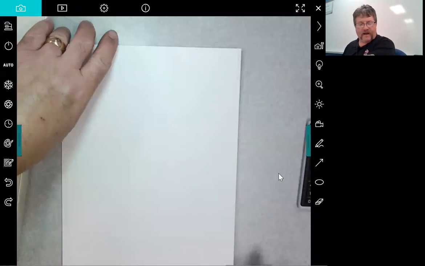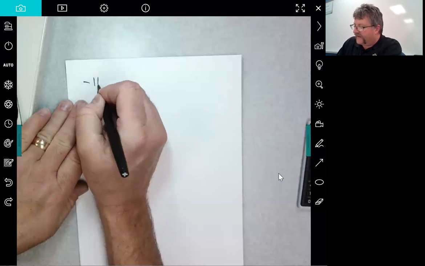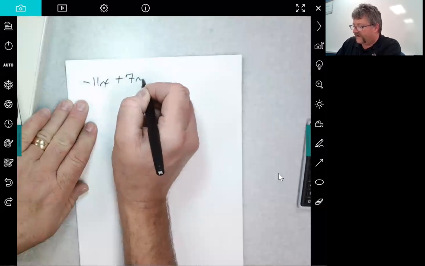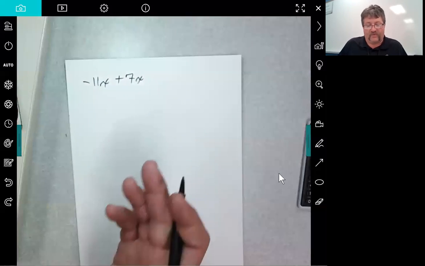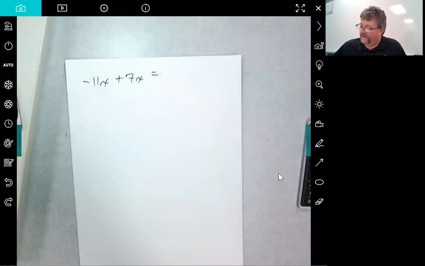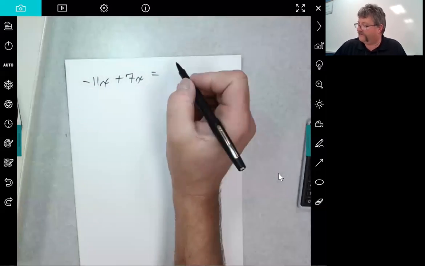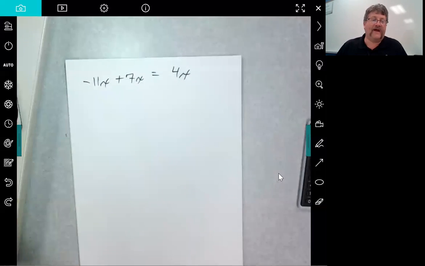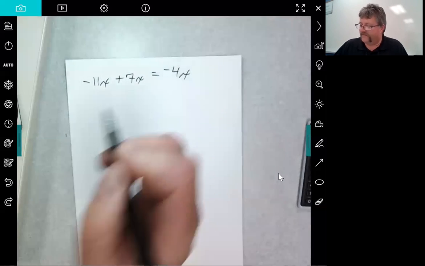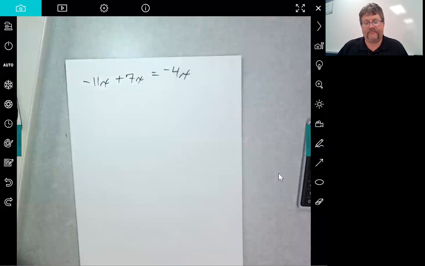Yeah, I like it. How about negative 11x plus 7x. Now I'm combining like terms again, but one's positive and one's negative. So I'm really going to subtract the 11 and the 7 and get a 4x. And who wins the battle of the signs? 11 wins. 11's negative. Answer's negative. Okay.